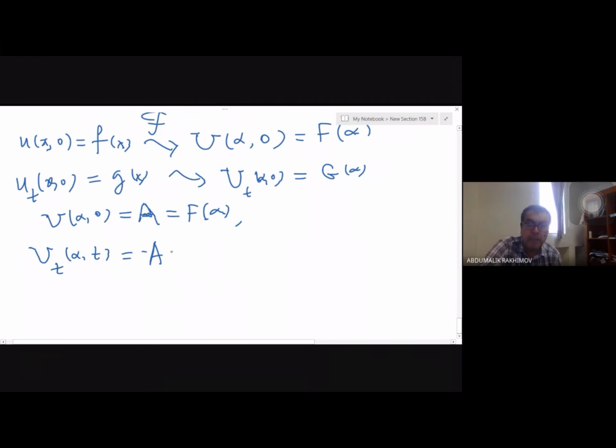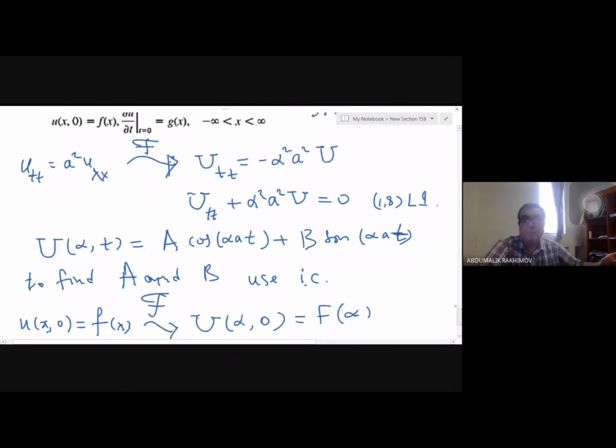Minus A times alpha, sorry, alpha A from the derivative, right? Then the derivative of cosine is sine: alpha AT, plus B alpha A cosine alpha AT. This is just the simple derivative of the function U alpha T. Its derivative is minus A, because the derivative of cosine is minus sine. Then from the derivative you have an additional alpha A.